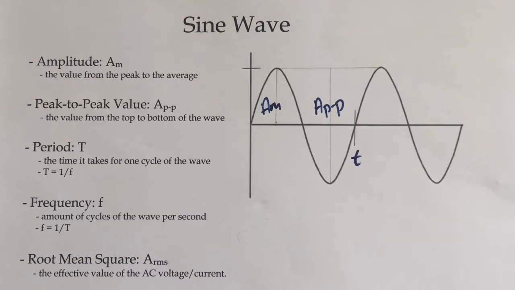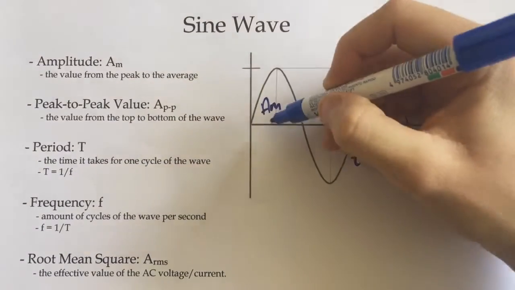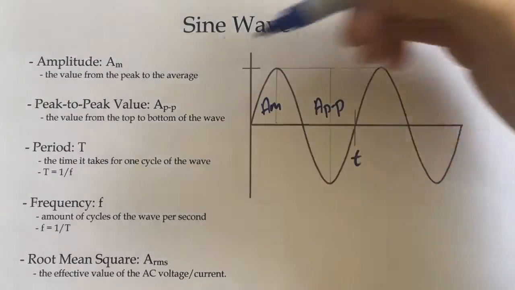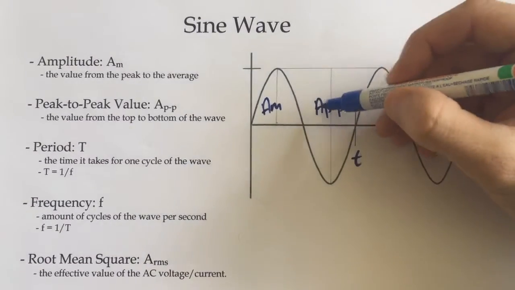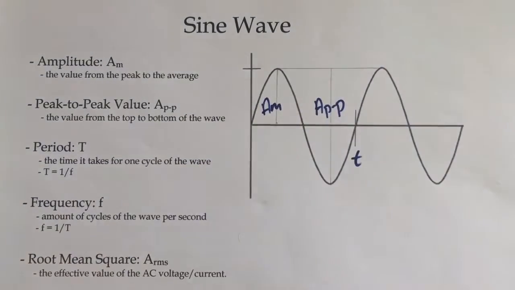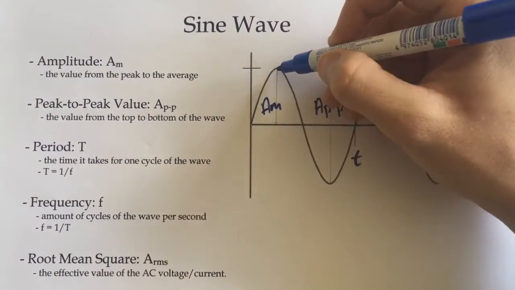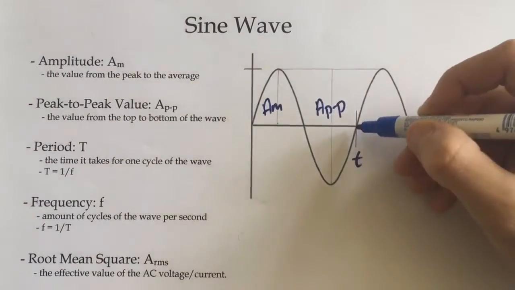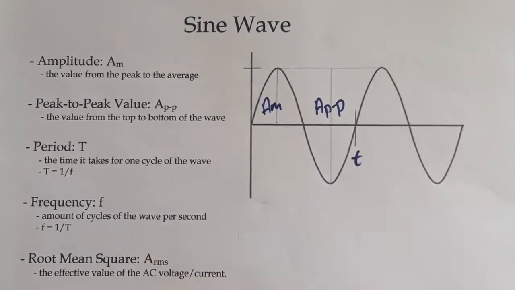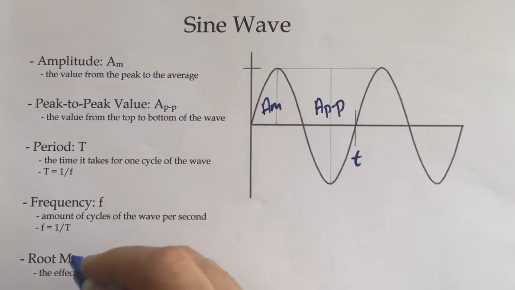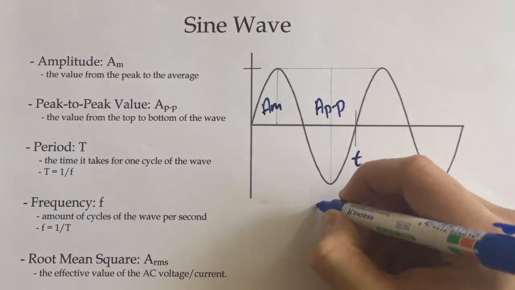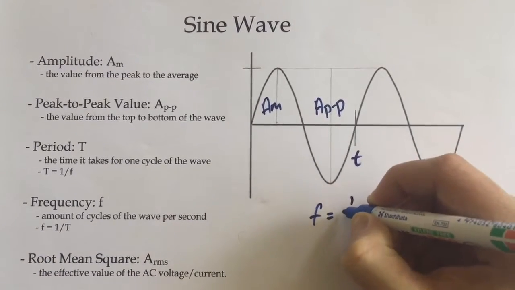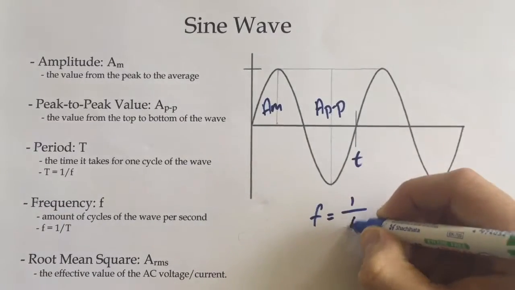The amplitude is the value from the peak to the average, which is given by A_m. The peak to peak value is the value from the top to the bottom of the wave, given A_p-p. The period is the time it takes for one cycle of the wave. So here we have a quarter, half, 3/4, and then a full cycle of the wave at T. The frequency is given by the amount of cycles of the wave per second. Note the formula where we say f equals 1 on the period, which is T here.